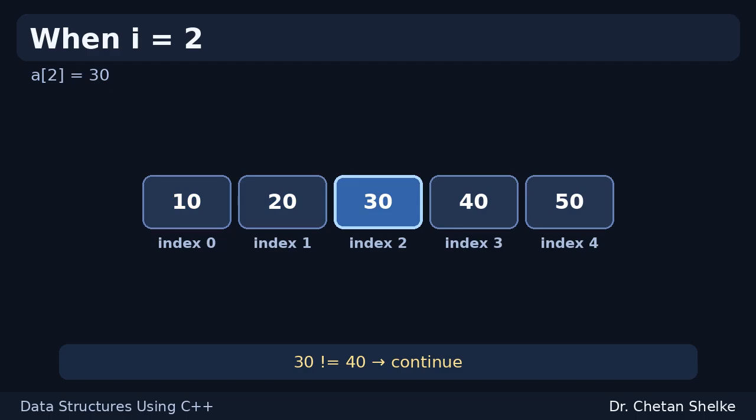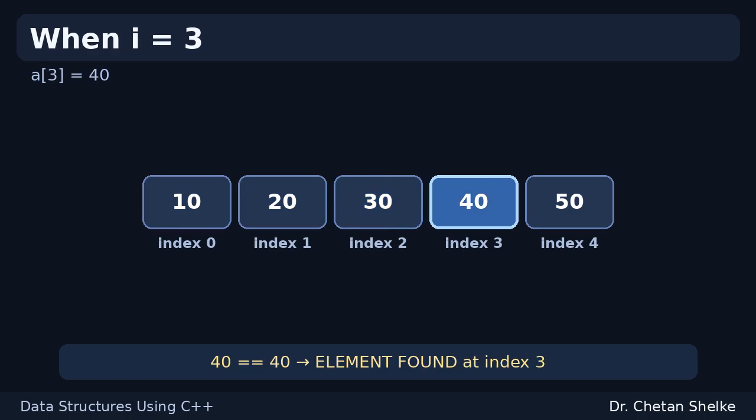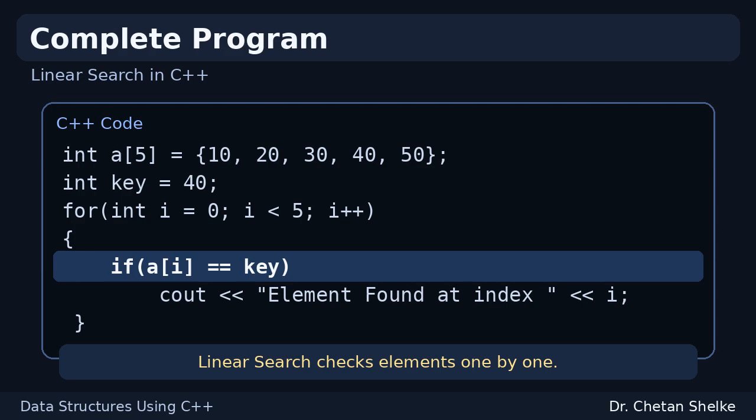For example, element found at the third location, i equal to 3, which means a of 3 is 40. So the element is found at index 3. Very simple. In linear search, we check the array elements one by one until we find the required value.